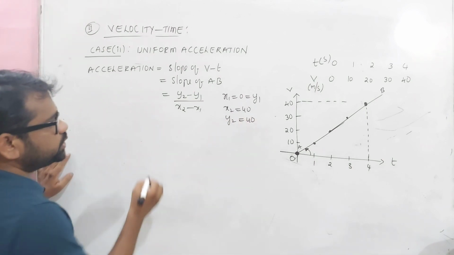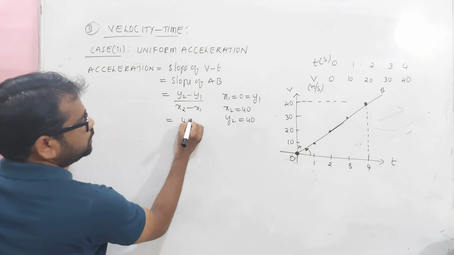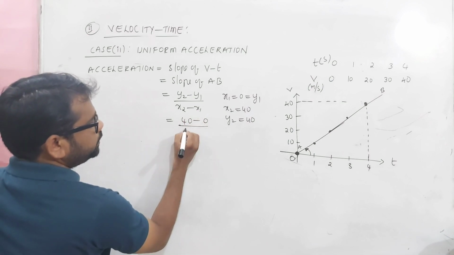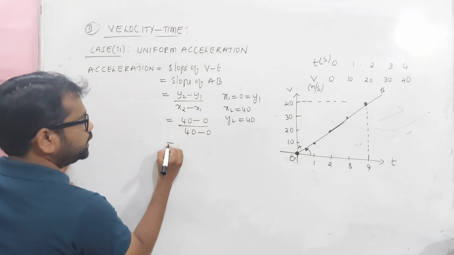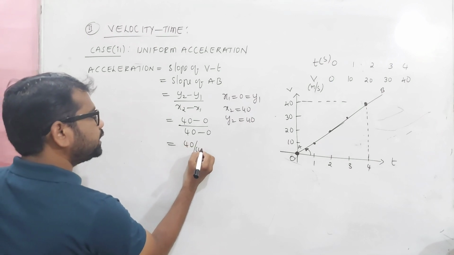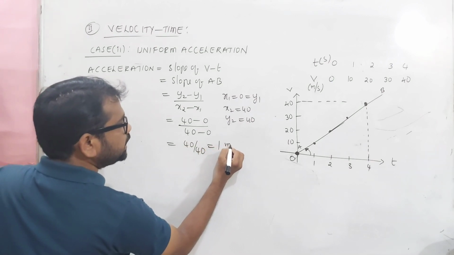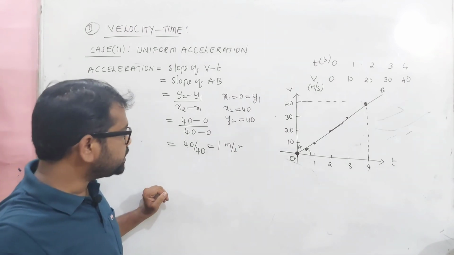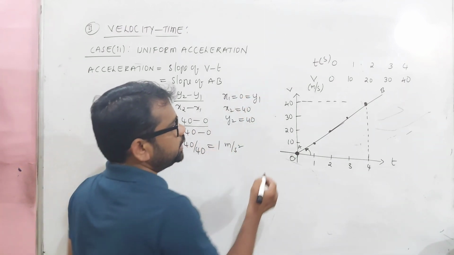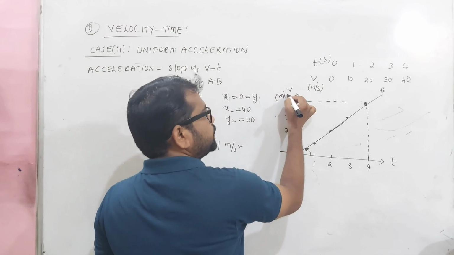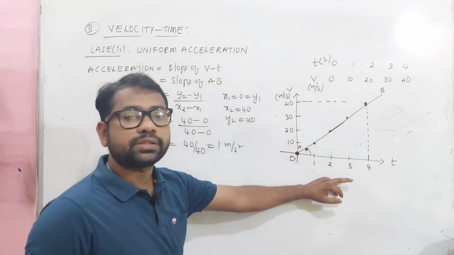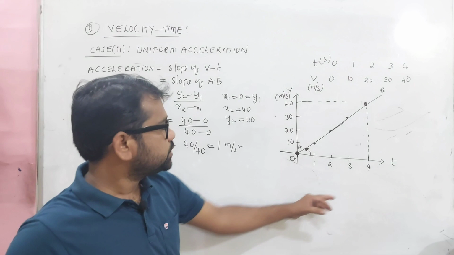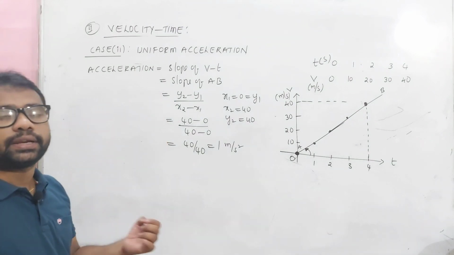Let us substitute here, dear children. So this is 40 minus 0 by 4 minus 0. It is going to be 40 by 4, that is 10 meter per second square, because here velocity is measured in meter per second, so meter per second becomes meter per second square. So this is how we can calculate the acceleration.